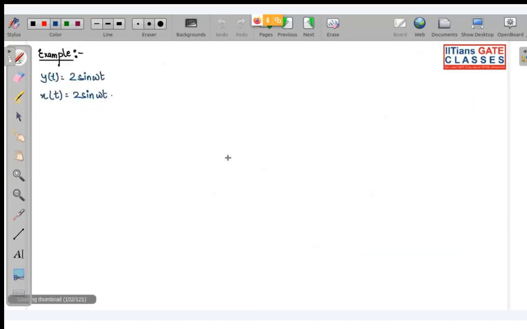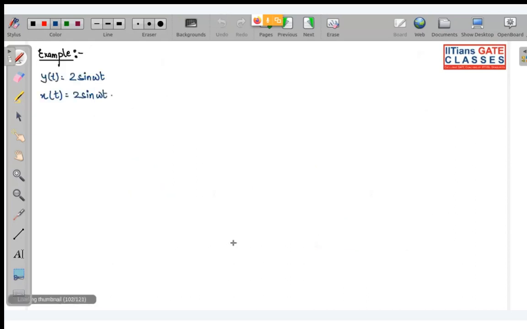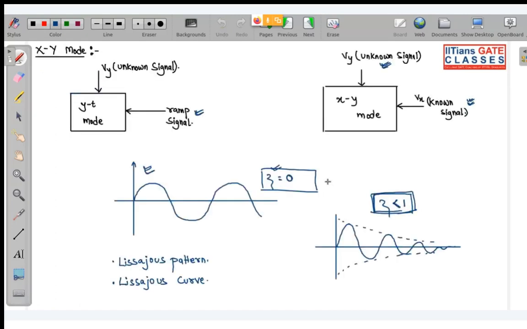So how do we measure it basically? We measure with the help of something known as Lissajous pattern, or you might even see Lissajous curve. Now what is the difference between these two? We are going to see. But at the moment we have to see what is Lissajous pattern, Lissajous curve, all those things we have to study.